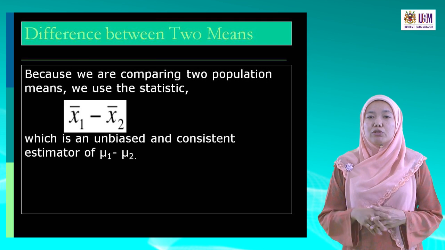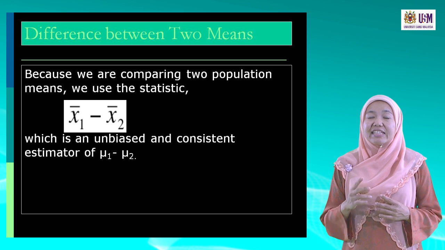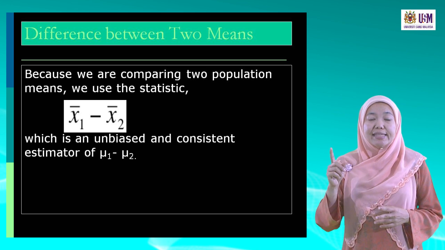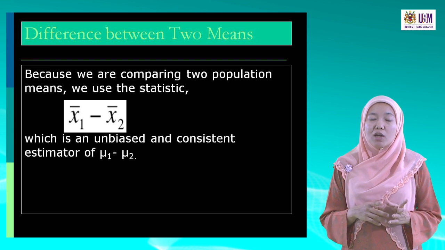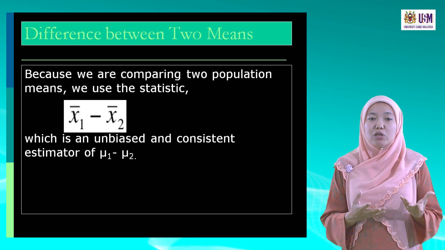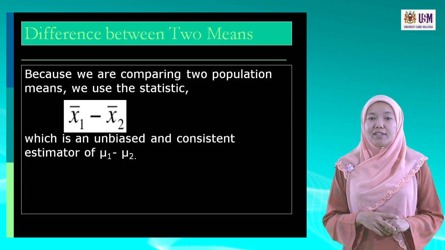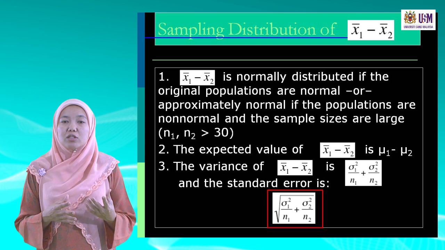When we look at the difference between two means, because we are comparing two population means, we are going to use the statistic x bar 1 minus x bar 2. We assume this x bar 1 minus x bar 2 is an unbiased and consistent estimator of mu 1 minus mu 2.